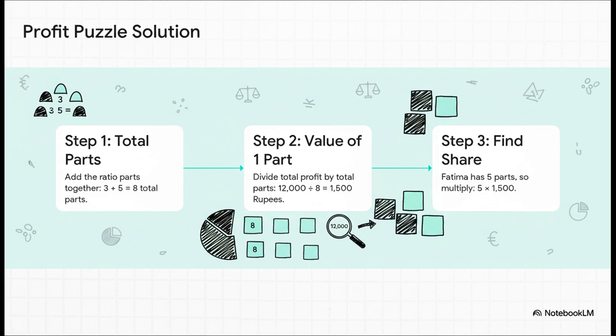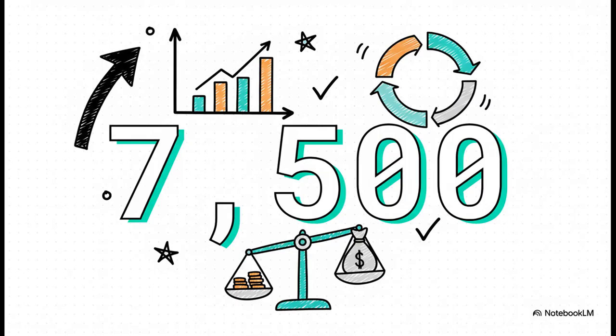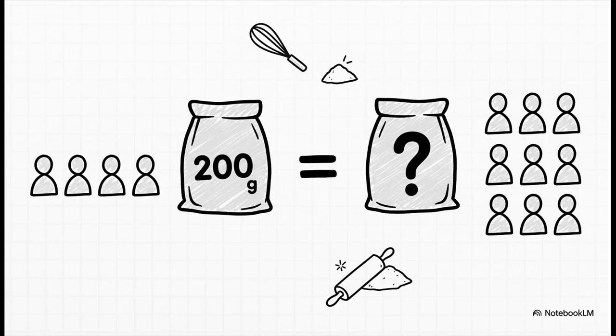Since Fatima gets 5 parts, you just multiply 5 by 1,500. And boom, there's our answer. Fatima's share of the profit is 7,500 rupees. See? It's just a logical, step-by-step process. No guesswork involved. Okay, now let's go back to where we started, the kitchen.